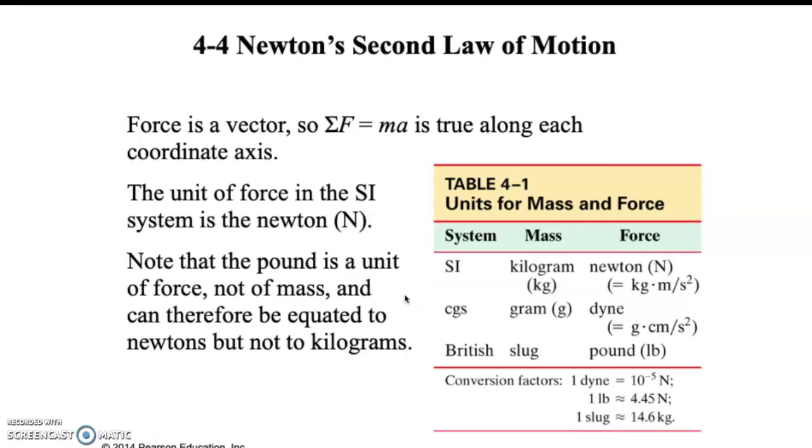Pound is a unit of force, not of mass, and therefore cannot be equated to kilograms. But it can be equated to newtons. So pounds and newtons go together, but kilograms and pounds do not.